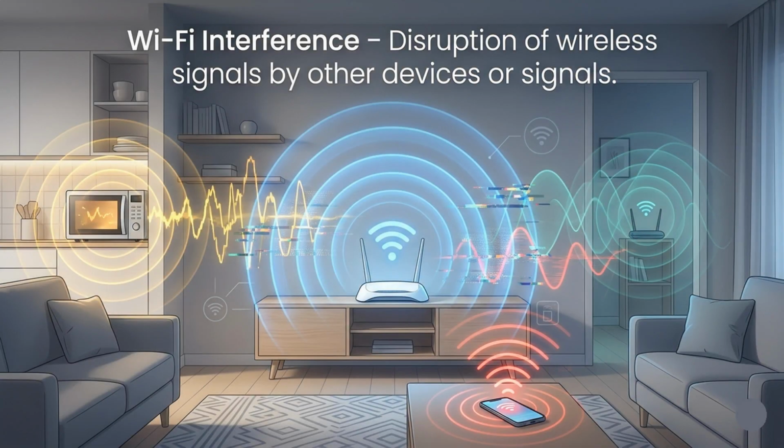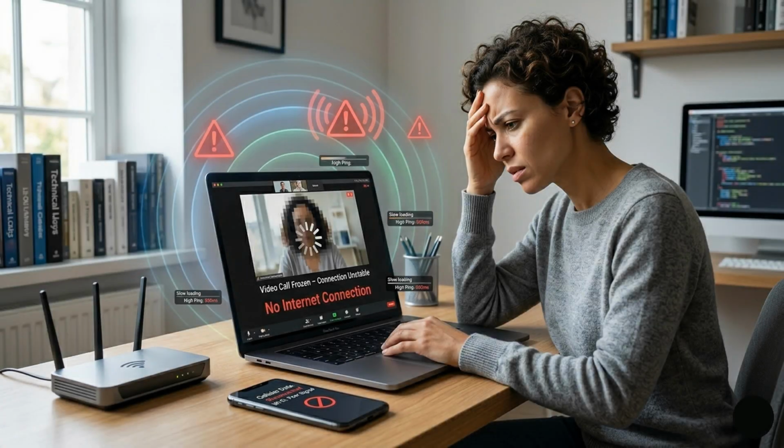What is Wi-Fi interference? Wi-Fi interference is the disruption or disturbance of wireless signals caused by other devices or overlapping wireless signals. This common issue can significantly degrade network performance, resulting in slower speeds, higher latency, frequent disconnections, and sometimes an inability to connect to the network.